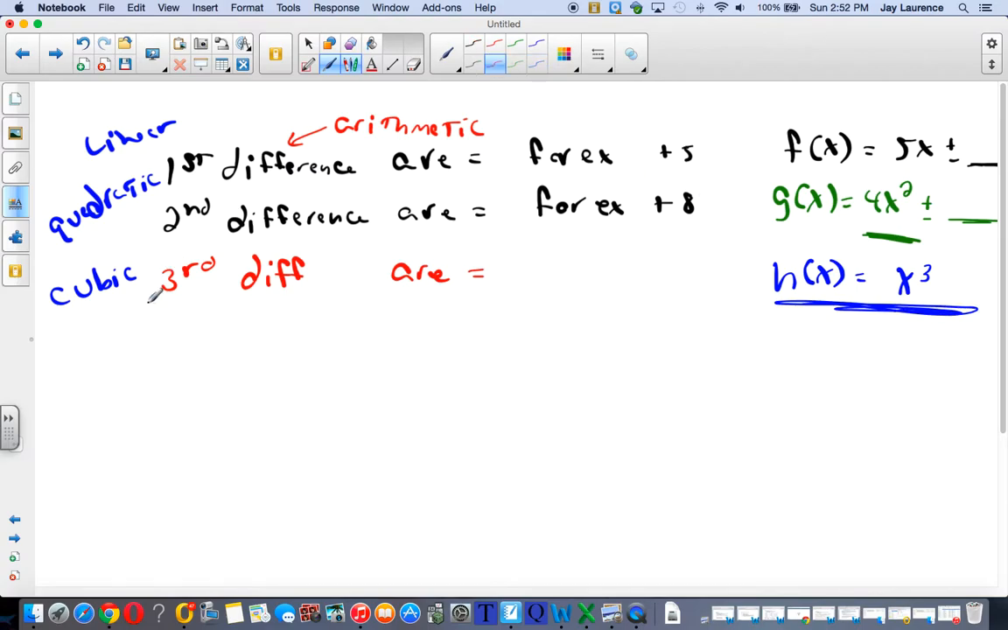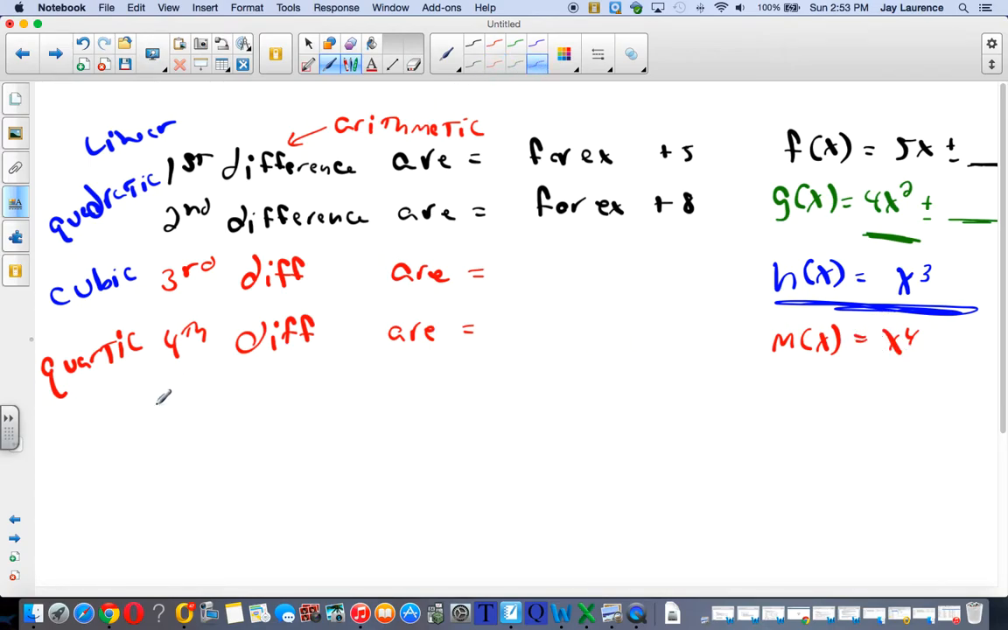Okay, if the fourth differences are equal, that's quartic, right? And that's when we have like an m of x equal to x to the fourth. And I think that's going to be 1/24 of the difference, but we don't need to worry about that.